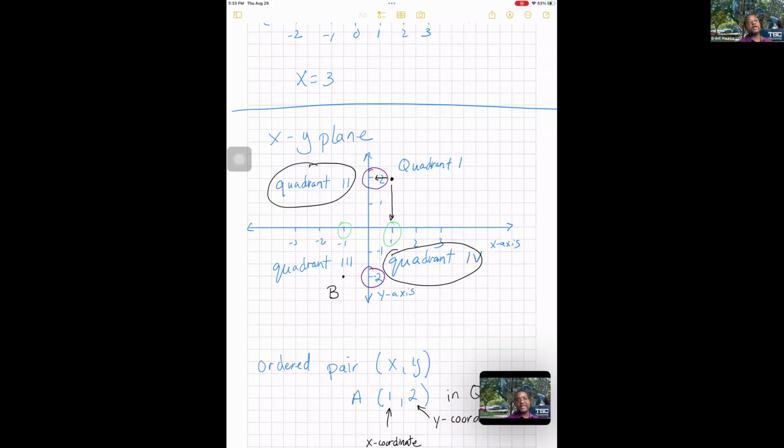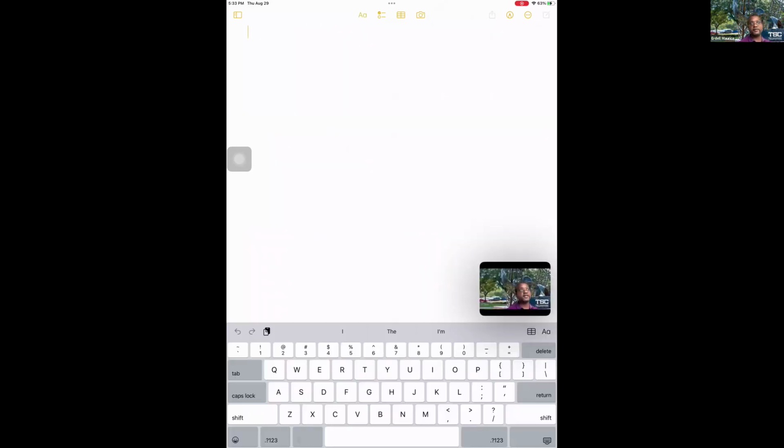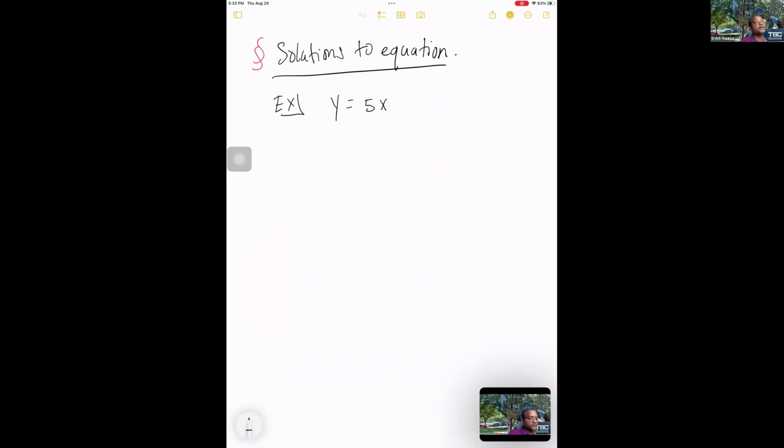All right, so last time we were looking at plotting lines, and we were looking at solutions to equations. So we are going to actually start right there. Solutions to equations. So let's say I have, for example, the line y equals 5x plus 2 right here, and I want to find a solution to the graph.